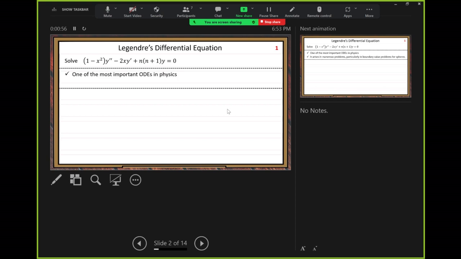So it is one of the most important ODEs in physics. It arises in numerous problems, particularly in boundary value problems for spheres. A little background for this equation.